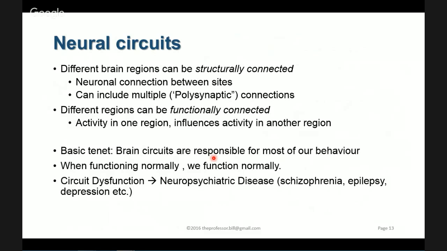And we know that when these circuits are working fine, when your circuits between, for example, the VTA and nucleus accumbens and prefrontal cortex are working fine, you're not feeling either anxious or depressed. But if, for example, something in that circuit goes wrong and you have circuit dysfunction, it might lead to a neuropsychiatric disease.